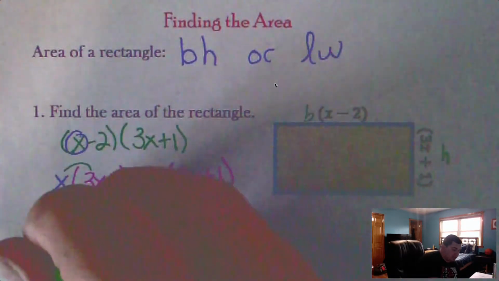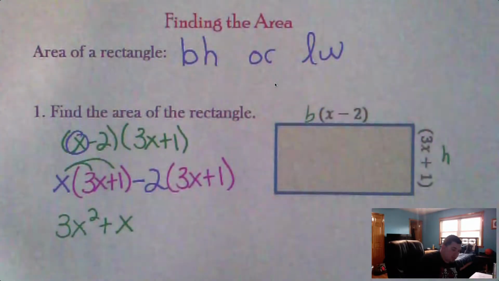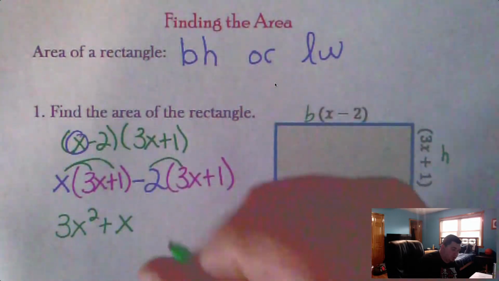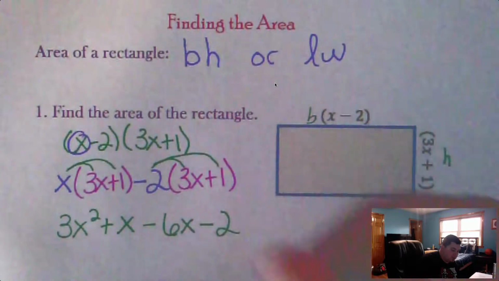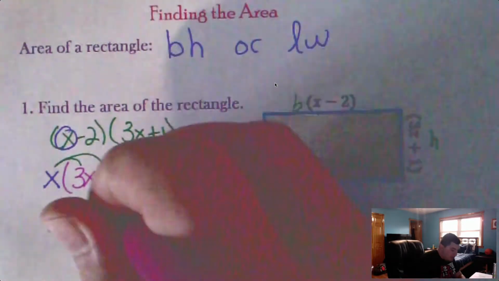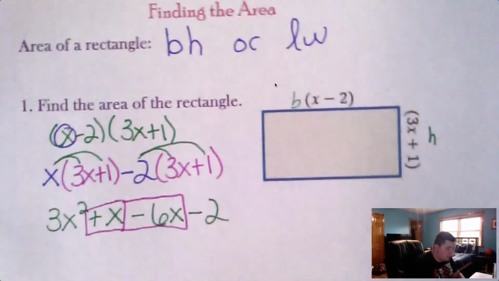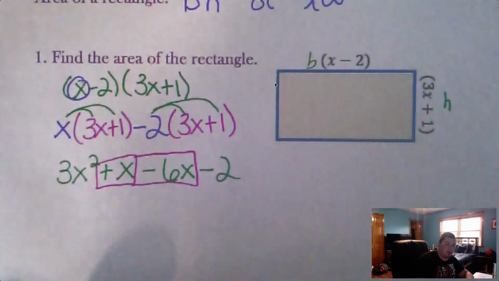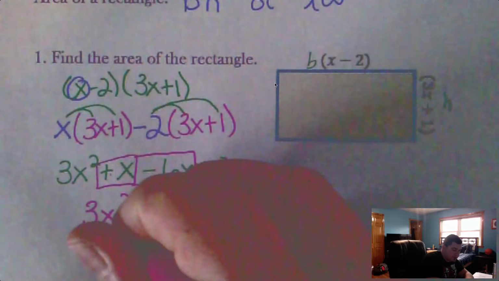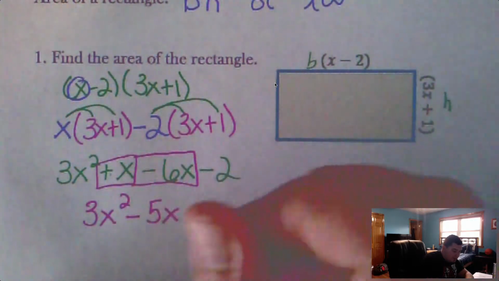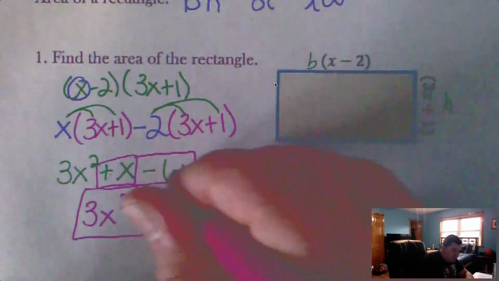x times 3x is 3x squared. x times 1 is just 1x, or just x. Negative 2 times 3x is negative 6x. Negative 2 times 1 is negative 2. We have like terms of an x and a negative 6x. So from here, we're going to combine our like terms. We get 3x squared. x minus 6x is minus 5x. And then we get minus 2 at the end for our final answer.